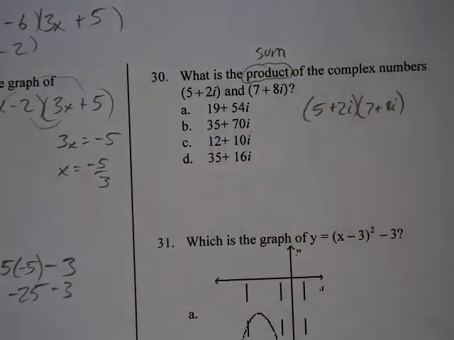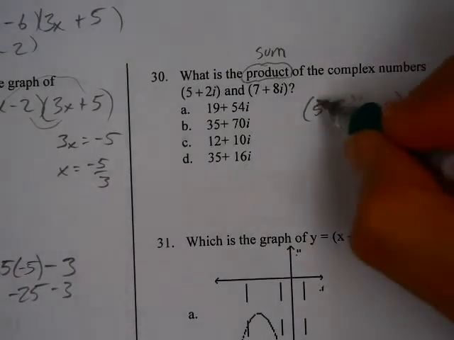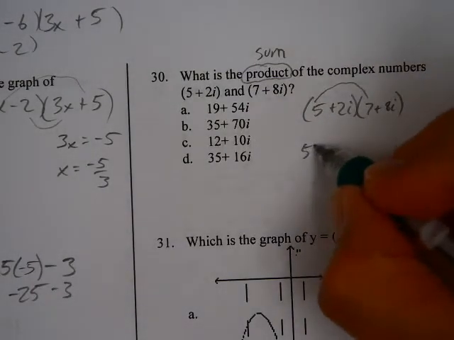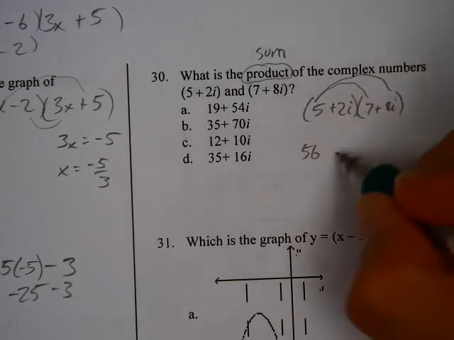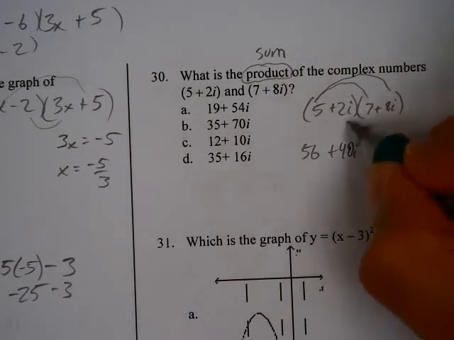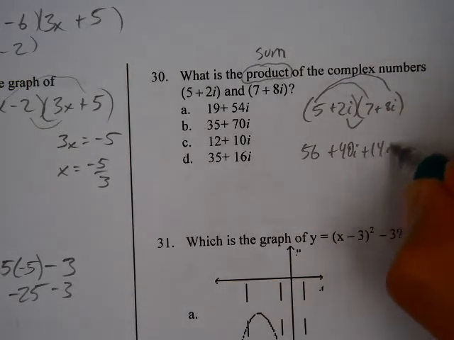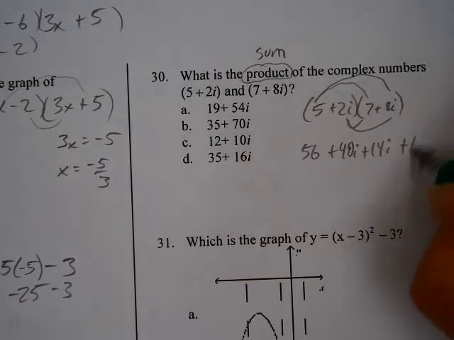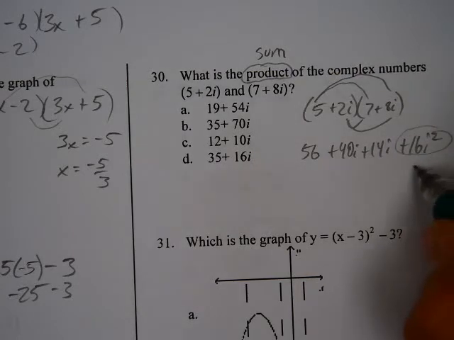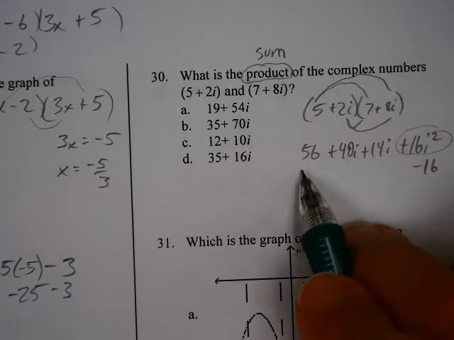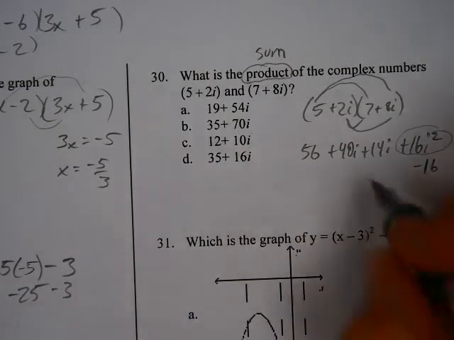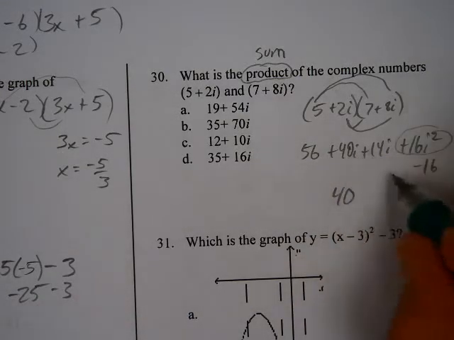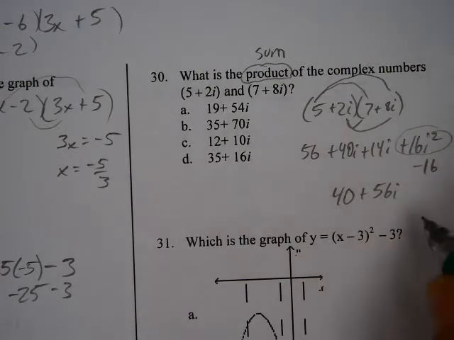Now, some of you may FOIL, some of you may set up a box. Either way works. That's a 56. That outside there is a plus 40i. This one right here is a plus 14i. And the last one is a plus 16i squared. Now we all know that i squared is equal to -1. So that simplifies to become a -16, which will then combine with the 56. 56 minus 16 is 40. And 40i plus 14i gives me a 56i.